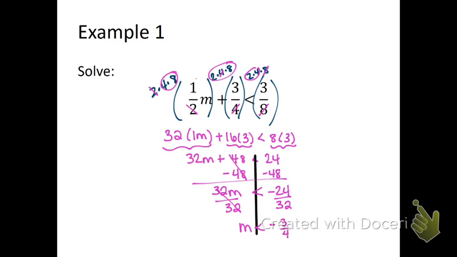Now you could put negative 0.75. That's fine because it's exact. Now this one just said to solve. So if that's all the problem says, we're done. But if it says to also write it in interval notation, then you need to.